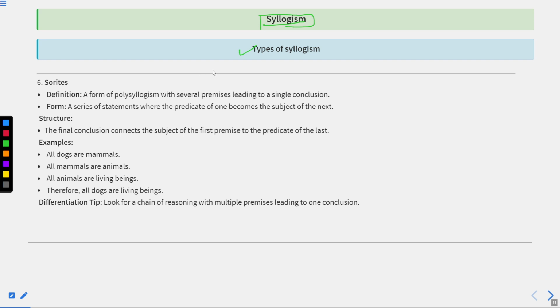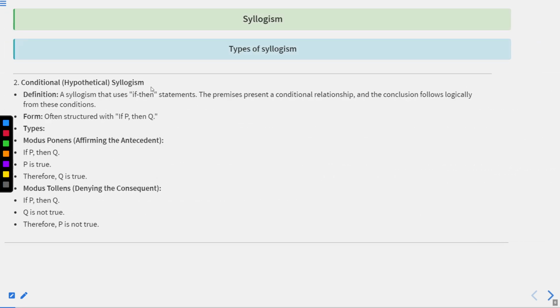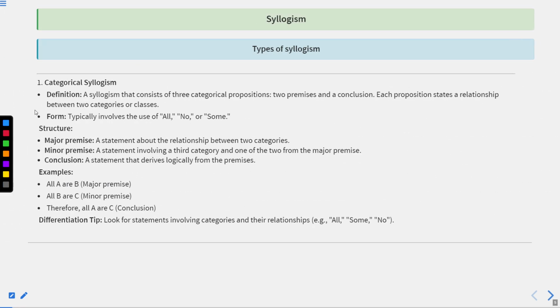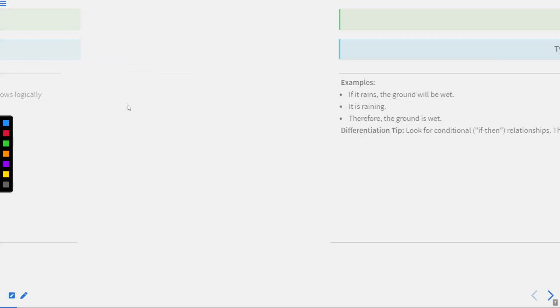So my dear students, as you already know, we started with the types of syllogism, and in our previous video we talked about categorical syllogism and how to differentiate between them. Then we talked about conditional or hypothetical syllogism, where we talked about if-then statements. So all these statements assist you, my dear students, in ensuring that you can differentiate between the different types of syllogism.